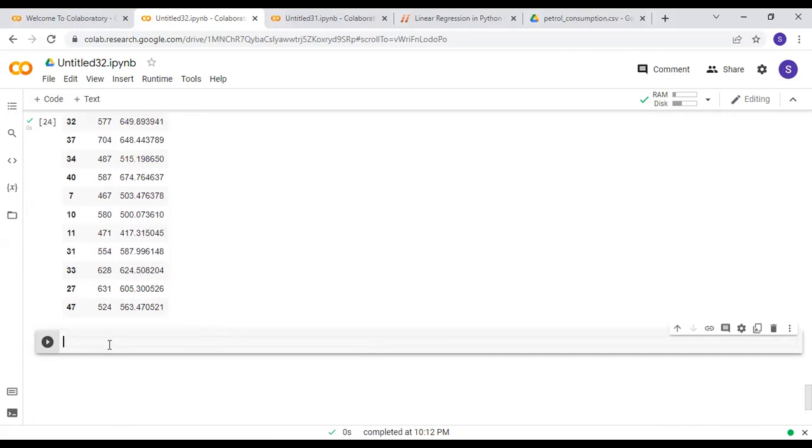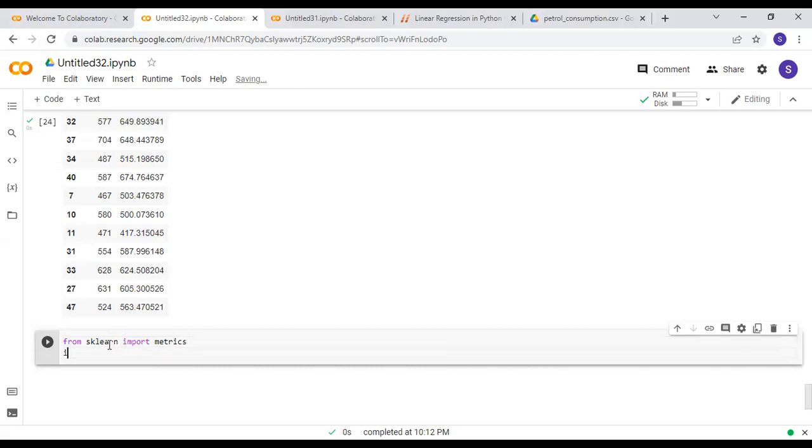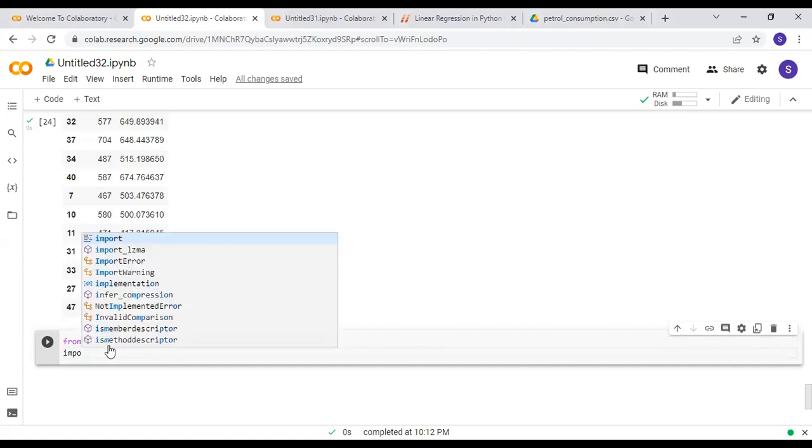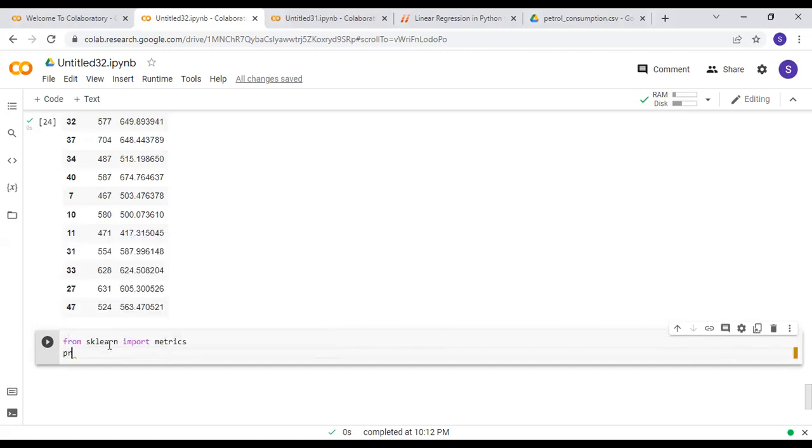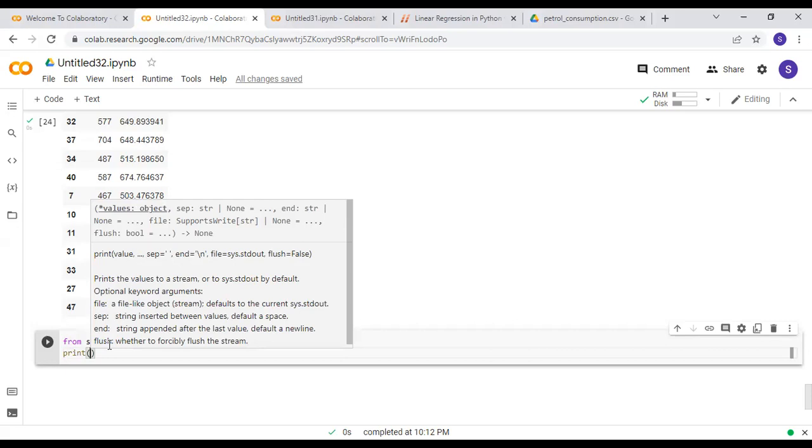If I see from sklearn, import metrics, then import numpy. I want to calculate those errors for the mean value, because without the error I don't know how accurate the model is or not.